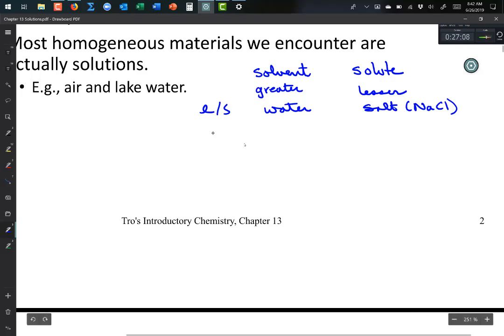Another one, though, very common is a gas in a gas. That kind of solution, the most common one you encounter every day is what? Oxygen and nitrogen, right? Air. So the solvent is nitrogen. The solute is the oxygen. And then all the other things. The nitrogen's the solvent because it's the greatest component of air. It's 70-something percent of the air.